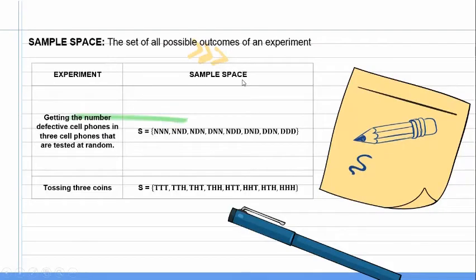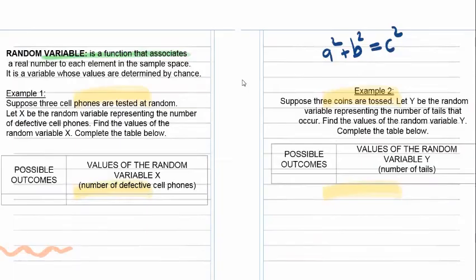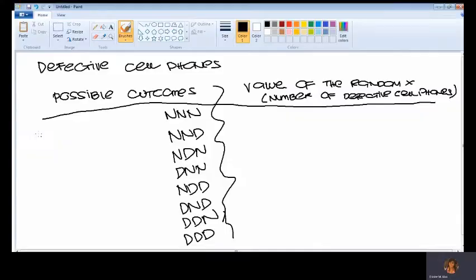Now we know the meaning of sample space and how to get the possible outcomes of an experiment. Let's try to find out what is random variable. It is a function that associates a real number to each element in the sample space. It is a variable whose values are determined by chance. To understand it better, let's try to have examples. In our previous example of defective cell phones, we have 8 possible outcomes.